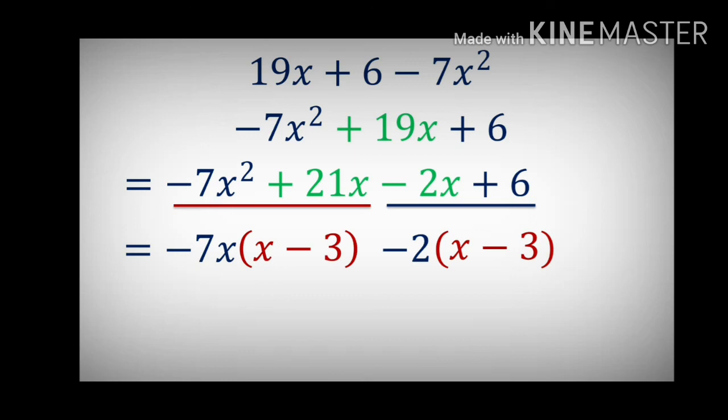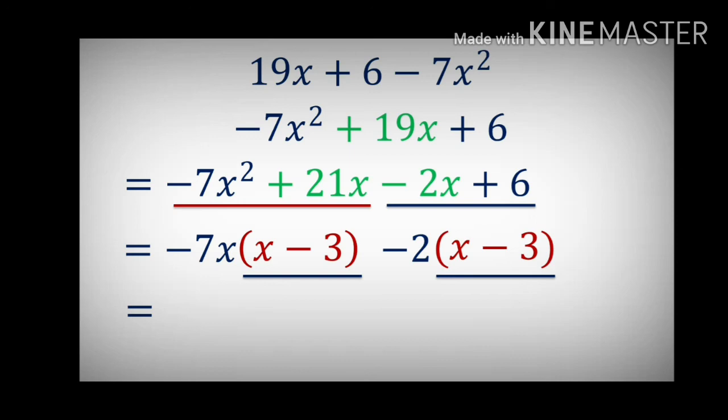We can check our answer. Minus 2 into x is minus 2x. Minus 2 into minus 3 is plus 6. As you have taken a negative common, the inside sign has changed. So here we can see x minus 3 is common. Remember, whenever I say taking out common, see that the factors are multiplied. Whenever the numbers or the factors are multiplied, that is one group. Whenever the terms are multiplied, that is one group. So minus 7x and x minus 3 are multiplied, so that is one group.